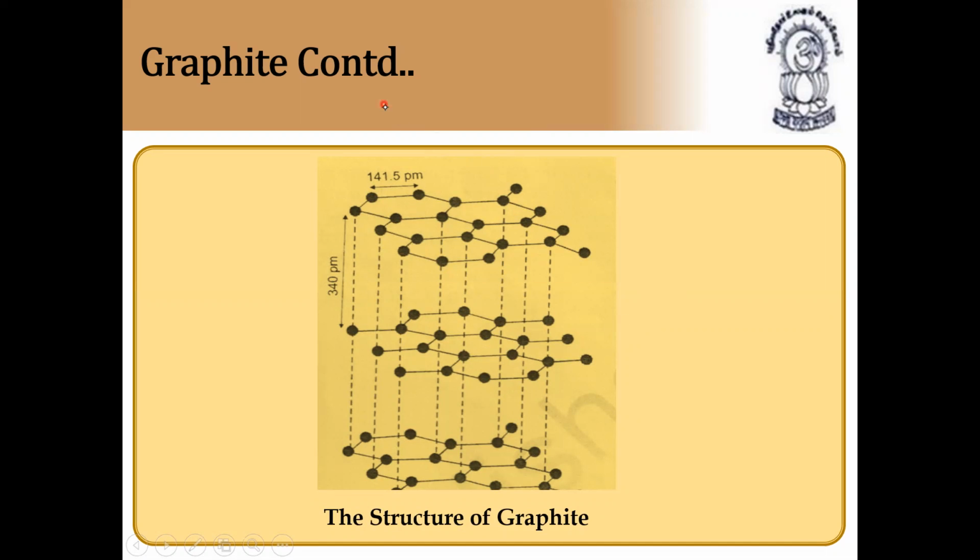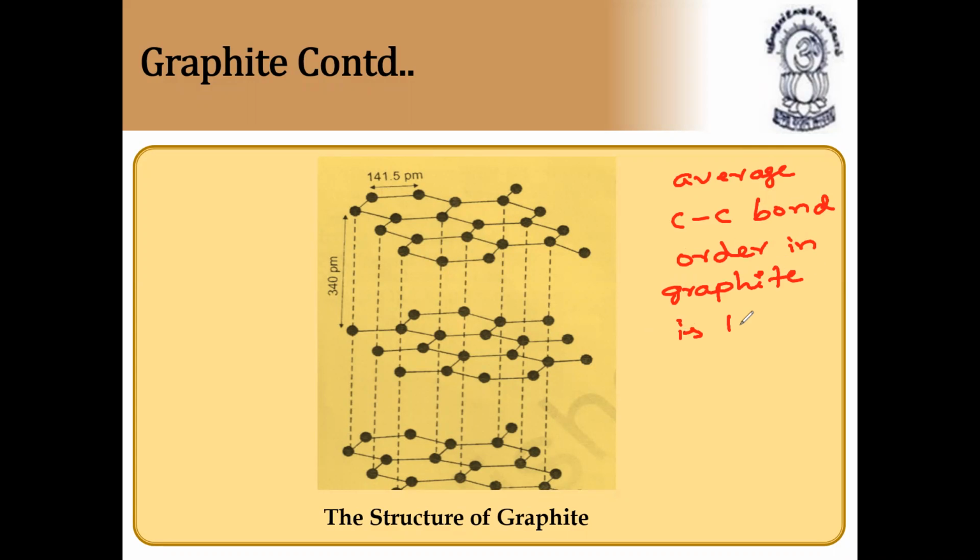So the average C-C bond order in graphite is 1.33. Since each carbon atom in graphite is sp2 hybridized, the bond order is one double bond plus two single sigma bonds divided by the number of atoms attached to each other. So we get it equal to 1.33.